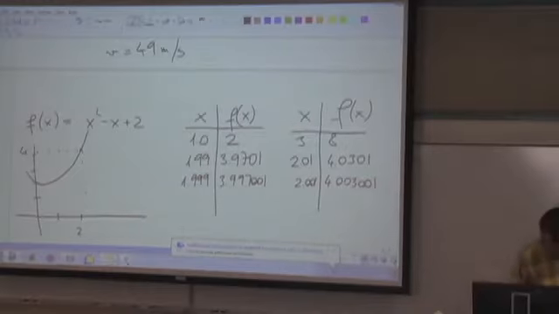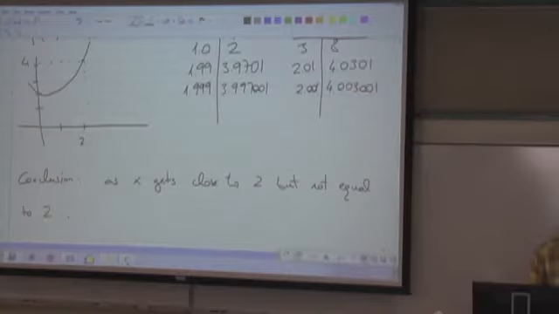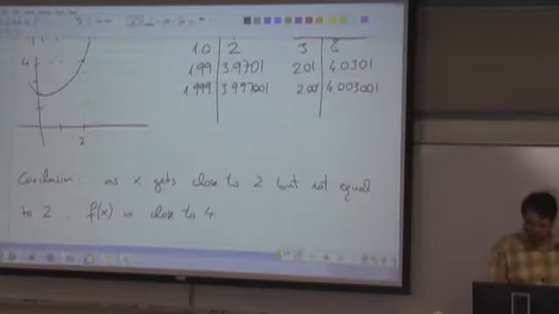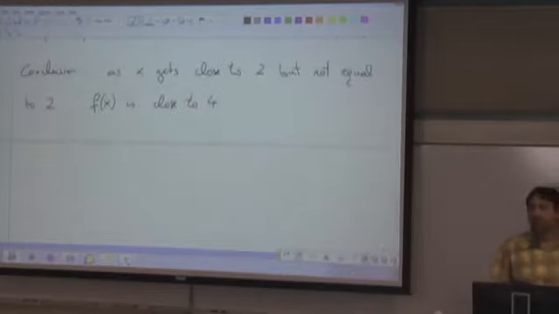So, conclusion: as x gets close to 2 but not equal to 2, f of x is close to 4. Is this making sense?